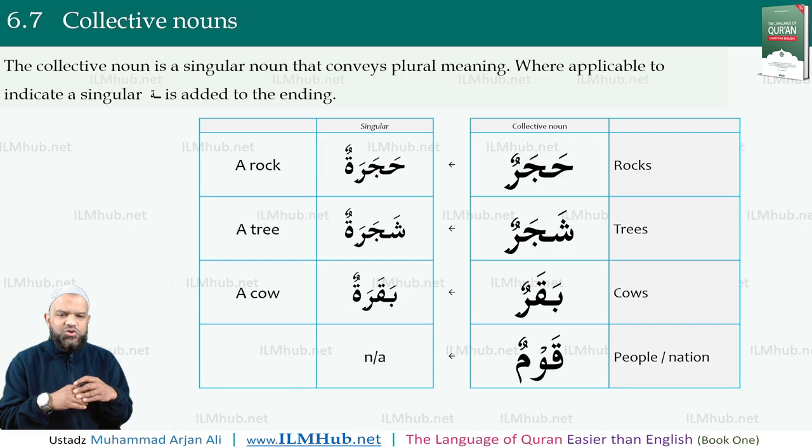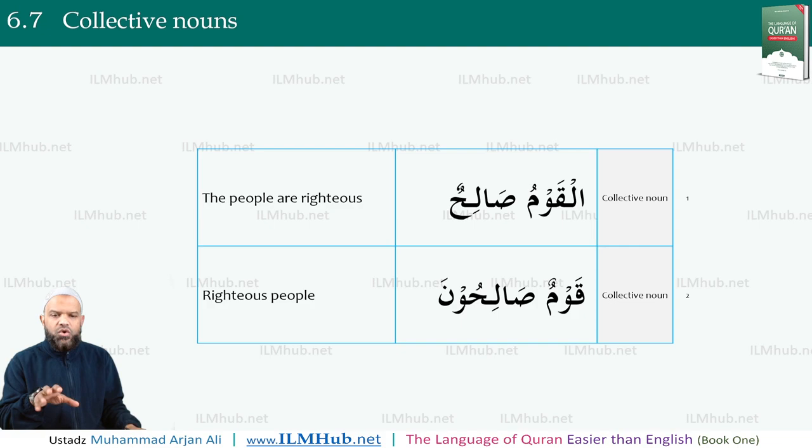Collective nouns also can be treated as they are, or as a plural, or they can be treated as singular. So al-qawmu salihun, the people are righteous. Qawmun salihuna, righteous people. Just beware that it can be done because of the meaning and the structures as well. But just another point that sometimes causes confusion with students.